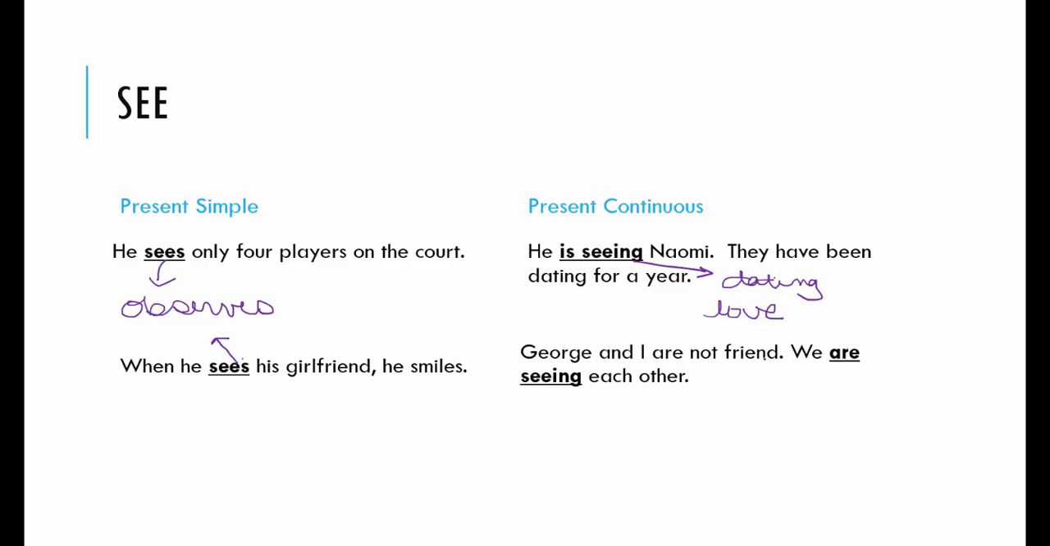George and I are not friends. Spelling mistake. We are seeing each other. We are dating. There's an action. We are seeing each other. It has to do with love. Be very careful with this one because you say, when I am seeing you. If you say something like, I am seeing you, that means that you're my boyfriend or you're my girlfriend.